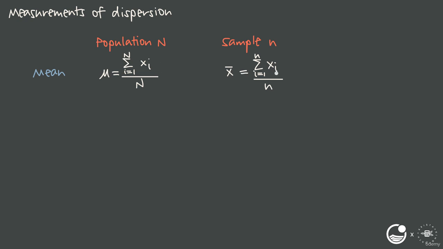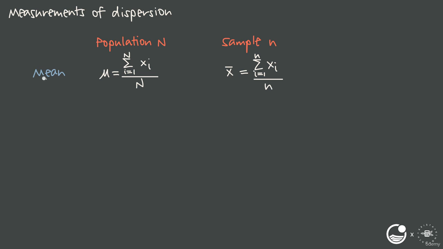Now, when it comes to measurements of dispersion or measurements of spread, we're talking about how much the data is spread out around the mean. When we looked at measures of central tendency, we talked about mean, median, and mode, but here we're really focusing on mean. We're interested in how the data is spread out around this mean value. Is it very tightly clustered around the mean, where all the data sits really close to that mean value? Or is the data really spread out far from the mean?